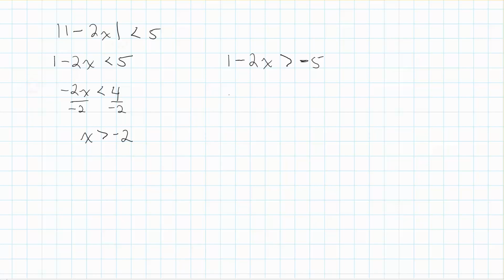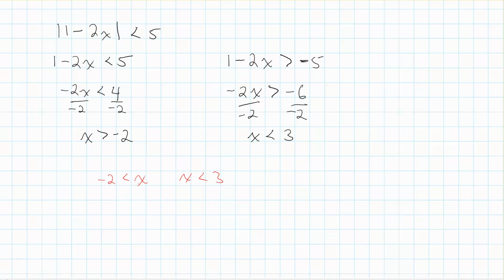And then I'll solve this other one. Subtracting 1 from both sides, I have negative 2x is greater than negative 6. Divide both sides by negative 2. Again, I'm dividing by a negative, so I flip the direction of the inequality, and I get x is less than positive 3. And then to see this, we'd write negative 2 less than x, x less than 3.